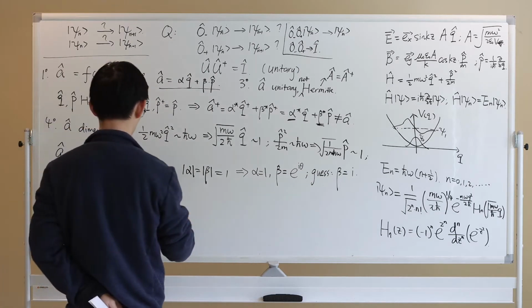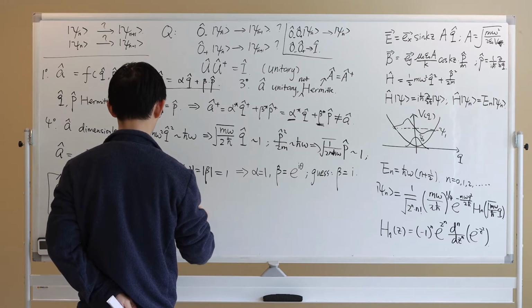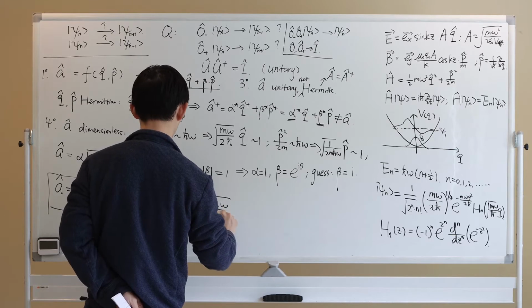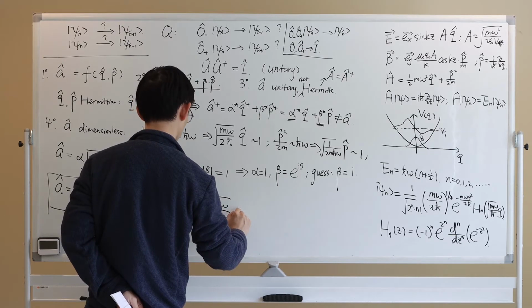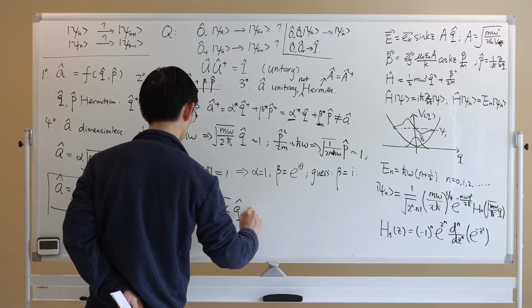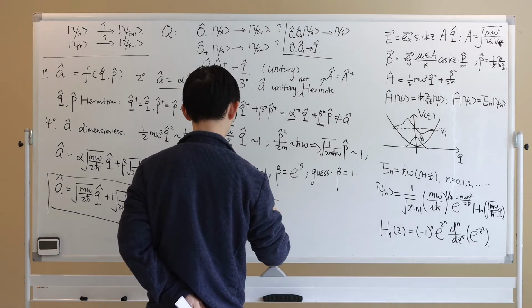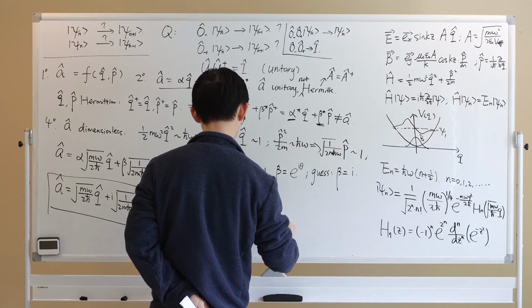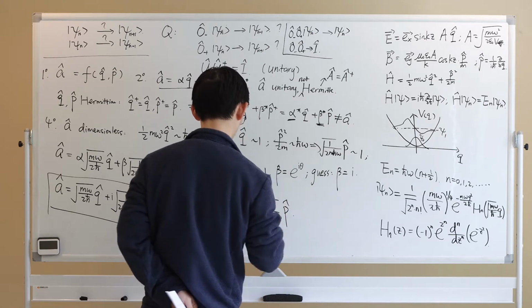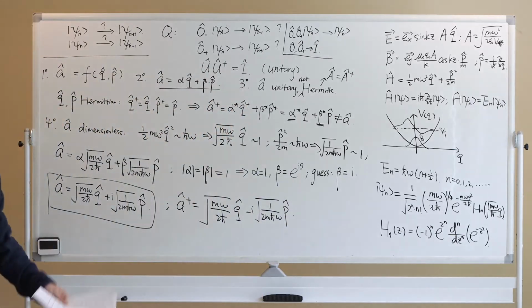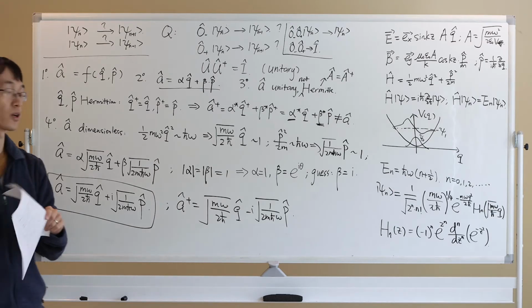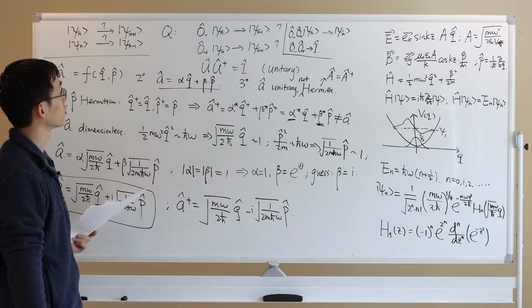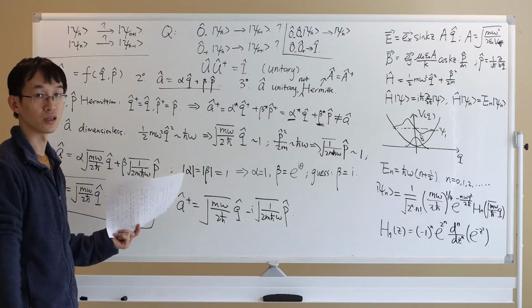And then the next thing is A dagger equals to this. So this is a guess, and then when we come back, we will verify that these two are indeed creation and annihilation operators.